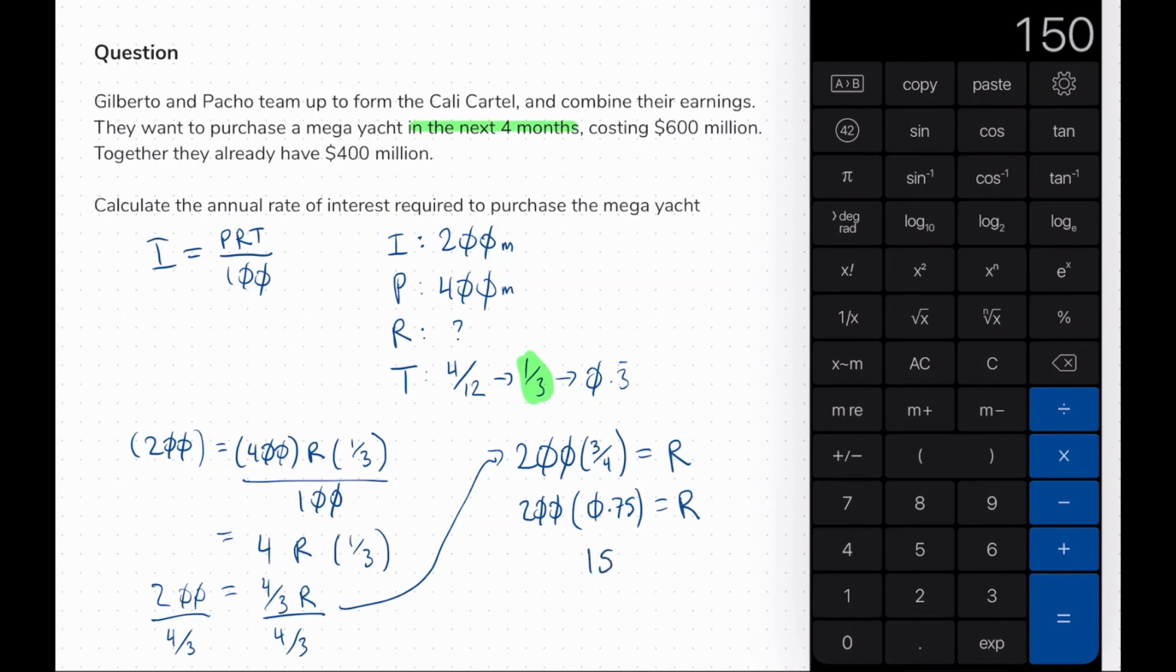Which is 150. So the annual rate of interest has to be 150% per annum. And that's our answer.